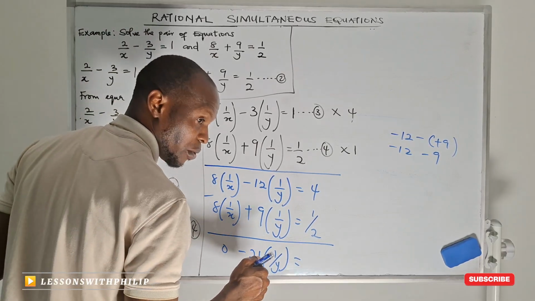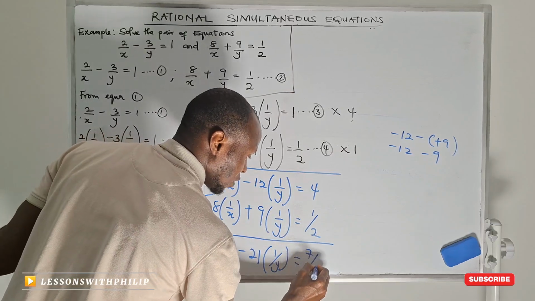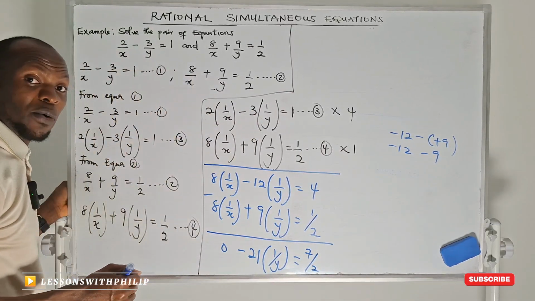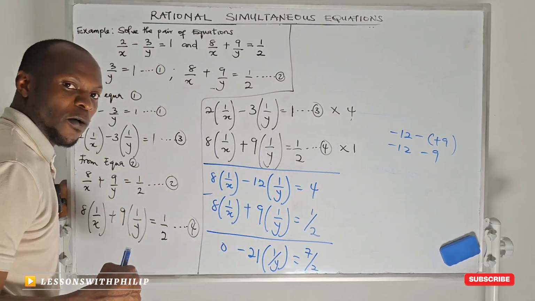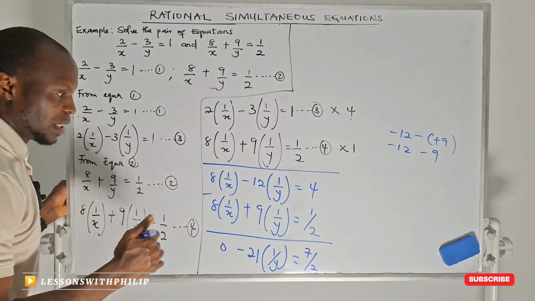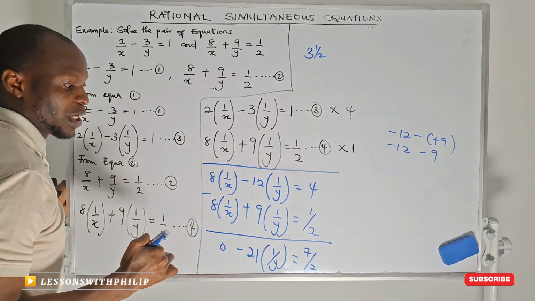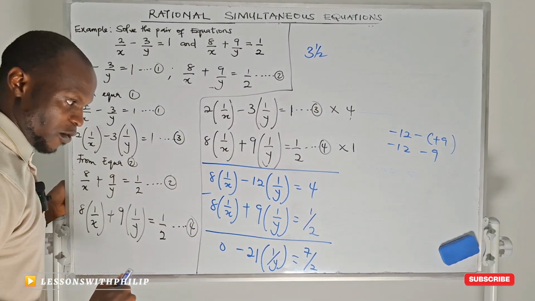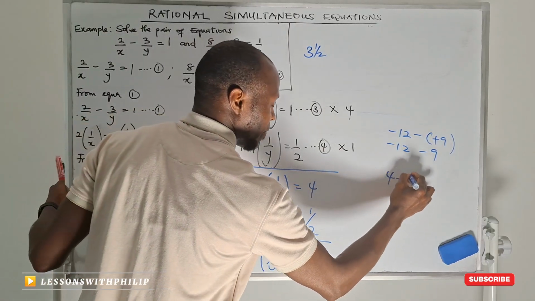Okay? 3 whole number 1 over 2, which is 7 over 2. That is, if you subtract half from 4, you get 3 whole number 1 over 2, the same thing as 7 over 2. We have 4 minus half.